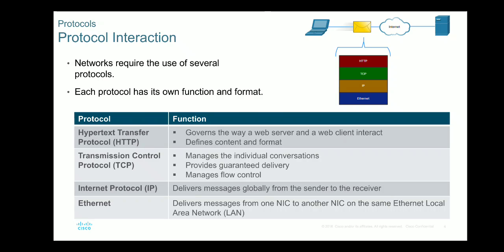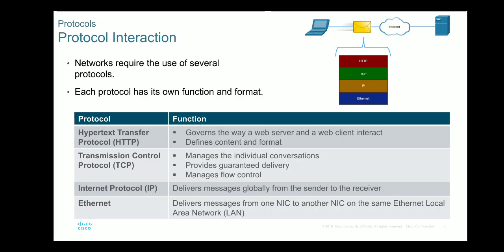We go to the second protocol, TCP protocol, that is Transmission Control Protocol. Transmission Control Protocol manages the individual conversation between the sender and the receiver. It provides guaranteed message delivery. That means the TCP protocol in the receiver will send the acknowledgement to the sender. So the sender can ensure whether the message reached the destination or not. TCP protocol is responsible for managing flow control. At what speed the data should be sent and received is managed by the TCP protocol.